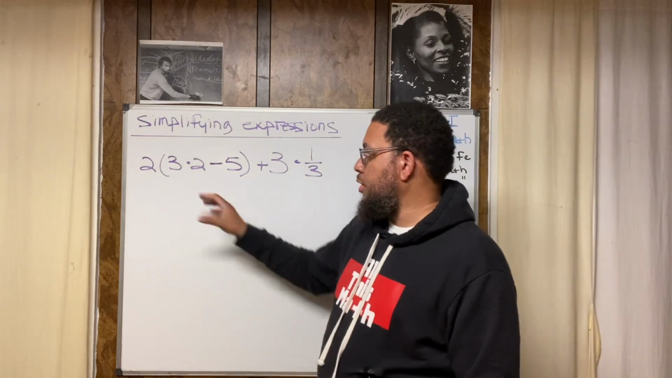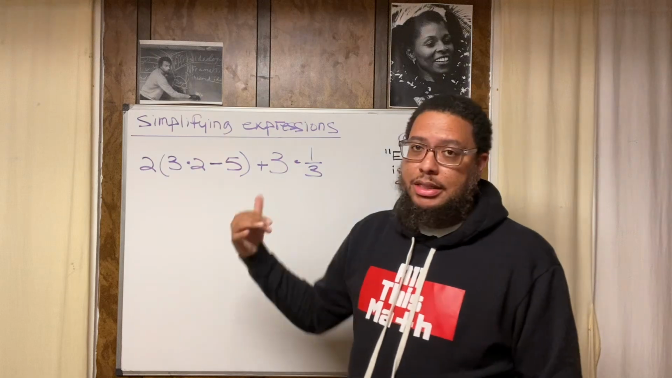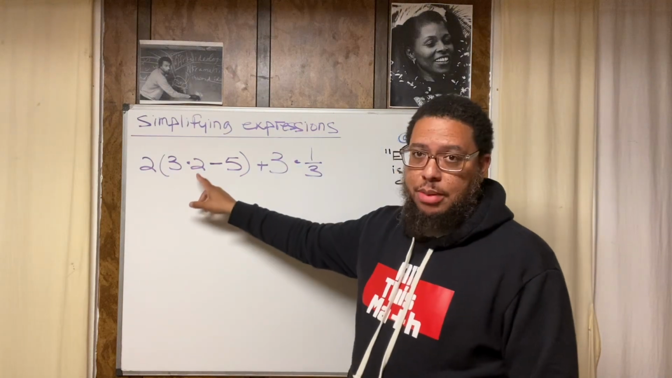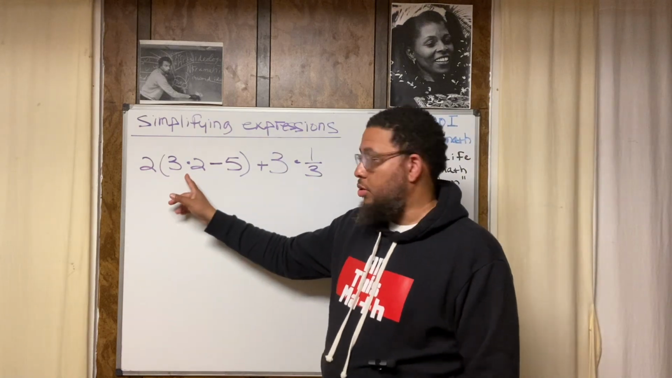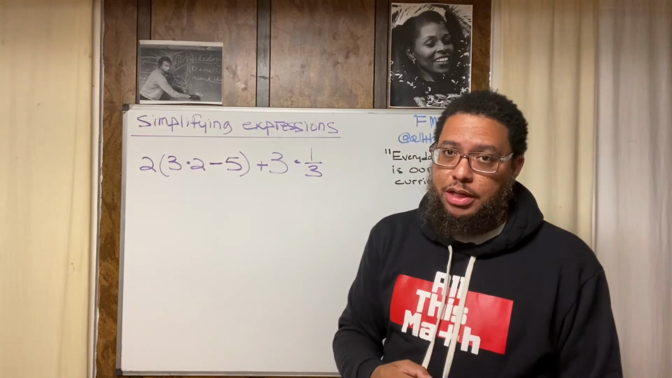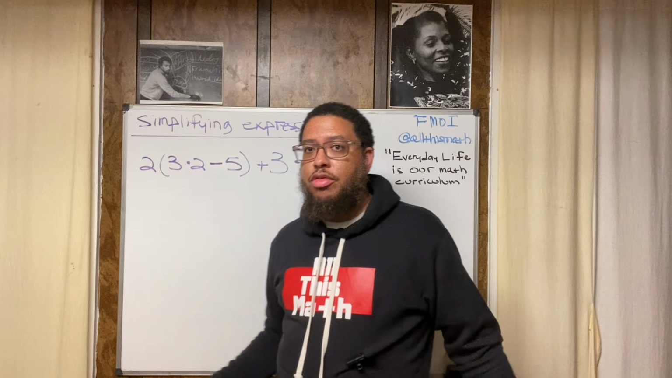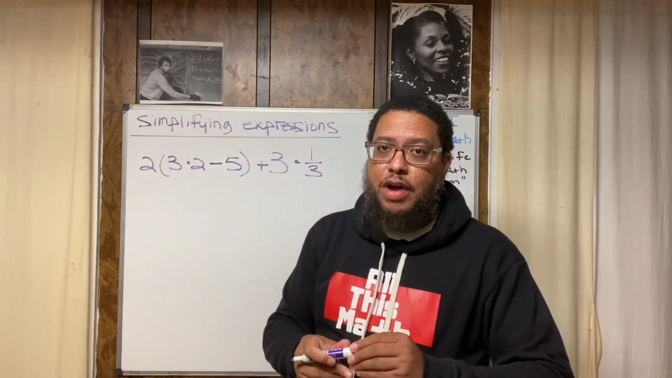All right, so what we're gonna do first is I see parentheses. These are a grouping symbol. So everything inside the parentheses I need to work out first. So inside the parentheses I see 3 times 2 minus 5. So then I got to make another decision. Should I multiply first or should I subtract first? According to the order of operations, we multiply first. So we're going to do 3 times 2. 3 times 2 is going to give me 6. And then I'm going to do 6 minus 5. 6 minus 5 is going to give me 1.